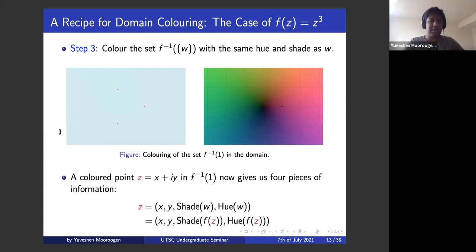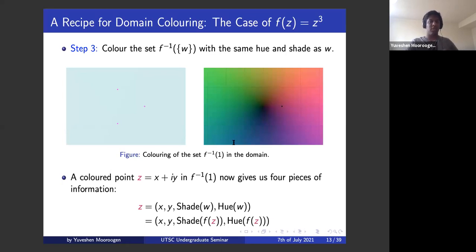So all right, I'm going to look at this triangle, and for each point in the pre-image, I'm going to assign the same shade and the same hue as I had on W. So if you look at the points here, they're all the same kind of pink and the same darkness of pink as the point that I put out on the codomain.